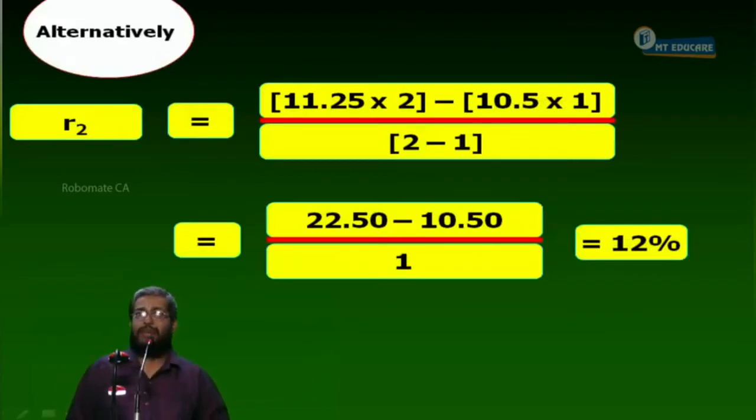So, this is very simple. Tell me how to understand it here. 2-year bond gives you an interest of 11.25% per annum. What is the interest totally given? 22.5. 1-year bond gives how much interest? 10.5. So the difference is 12%, the second year interest.